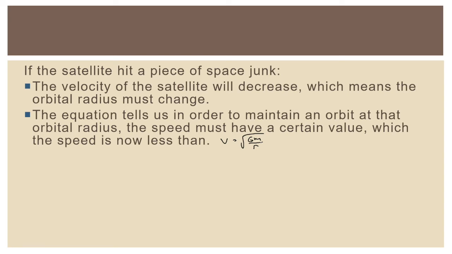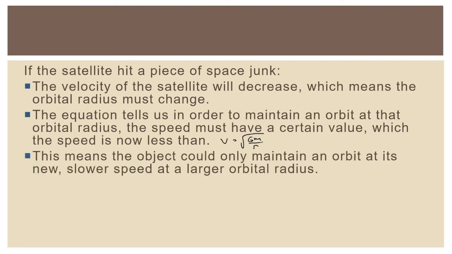The important thing to realize, though, is that the speed, because of the crashing into the space junk, is now less than that. And so the point is, this means the object could only maintain an orbit at its new slower speed at a larger orbital radius. This is what we were talking about before. Essentially, what this equation also tells you is that if the object was here and is now slowed down, well, that new speed that it's at is only going to work out here at this new orbital radius.